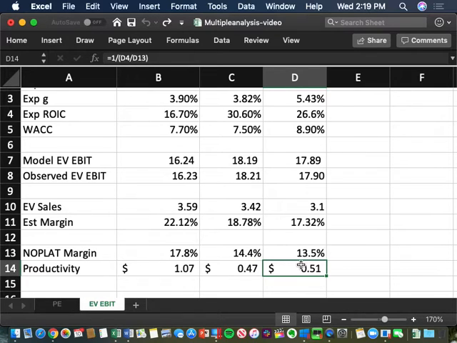Okay, that's what I'm starting to see out of this analysis. Questions?